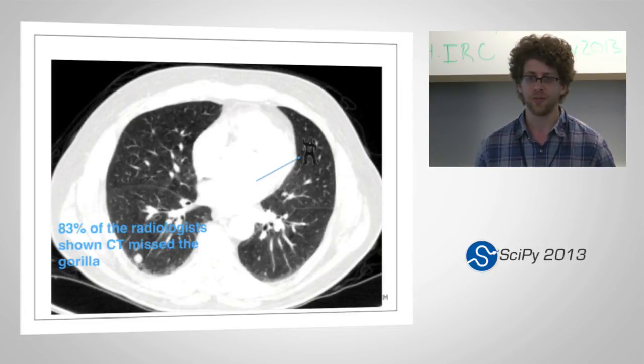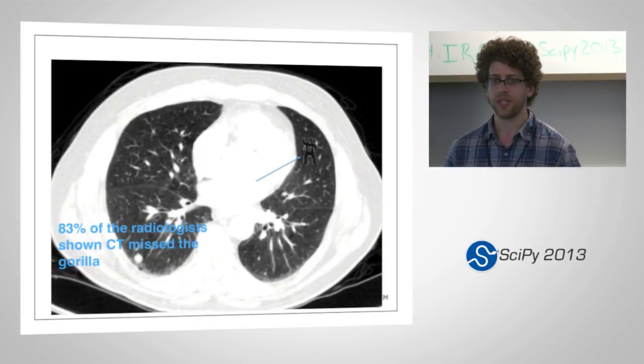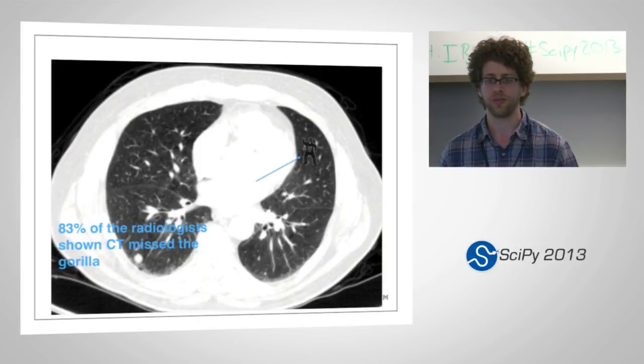There's this thing called inattentional blindness, and a bunch of research was done into this. You show this picture to a bunch of neuroscientists and ask them, do you see anything wrong with it? The idea is that they miss this gorilla. And if they're missing this gorilla, what else are they missing, right? They're missing all the tumors and everything like that. So 83% of radiologists miss the gorilla, right?